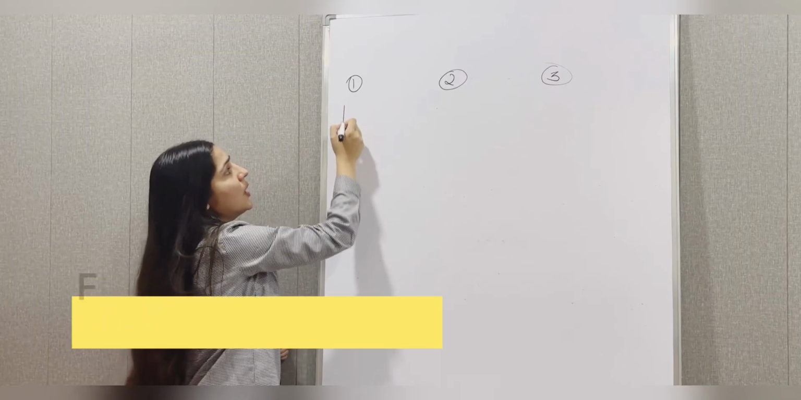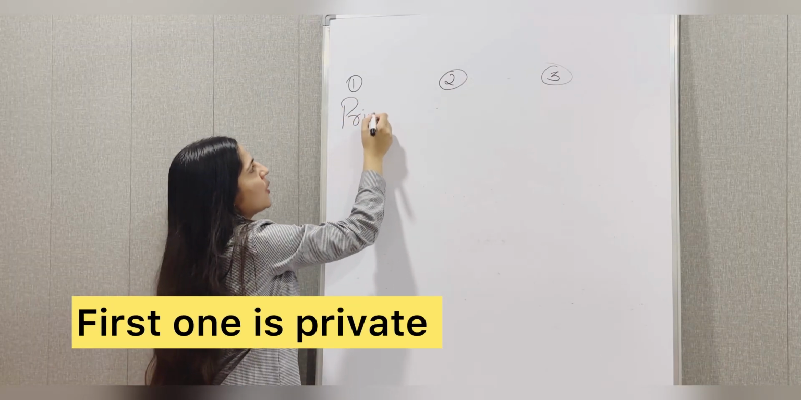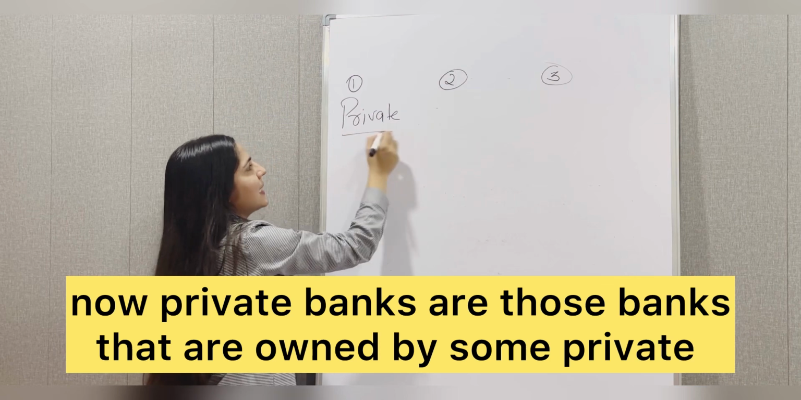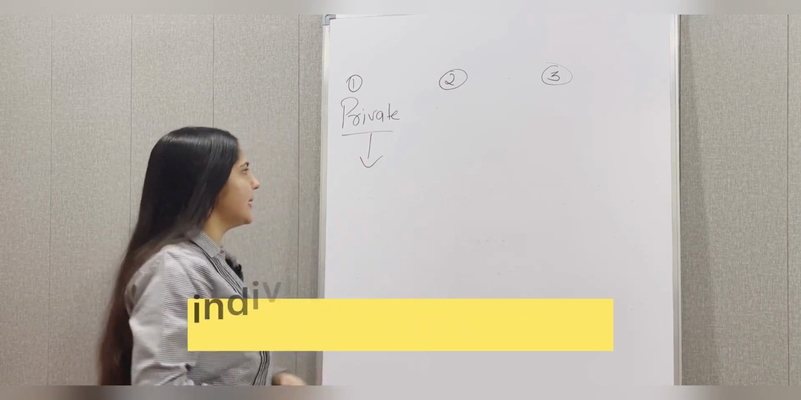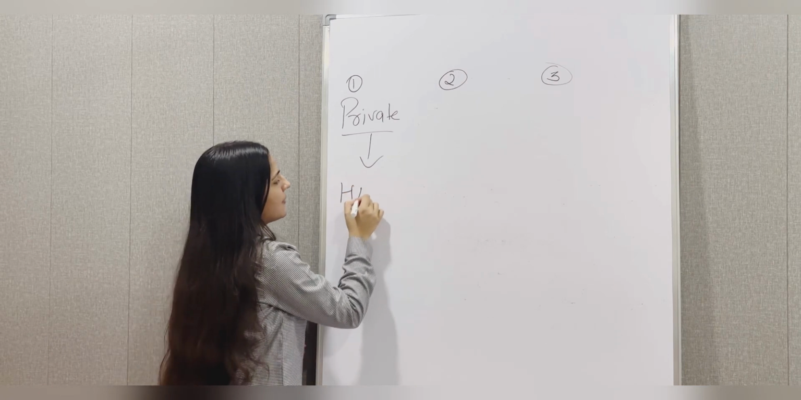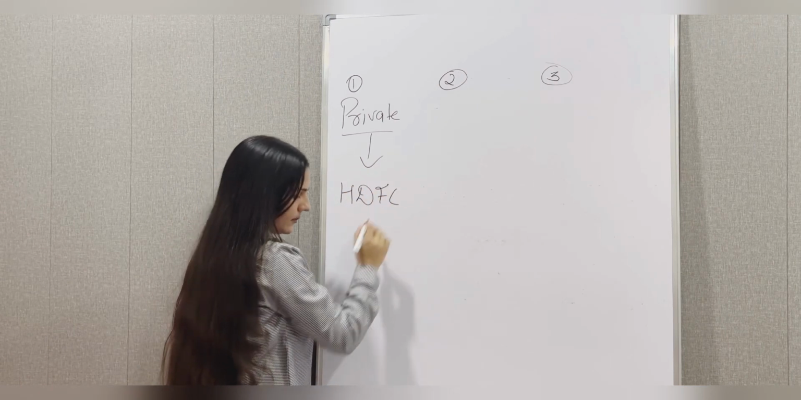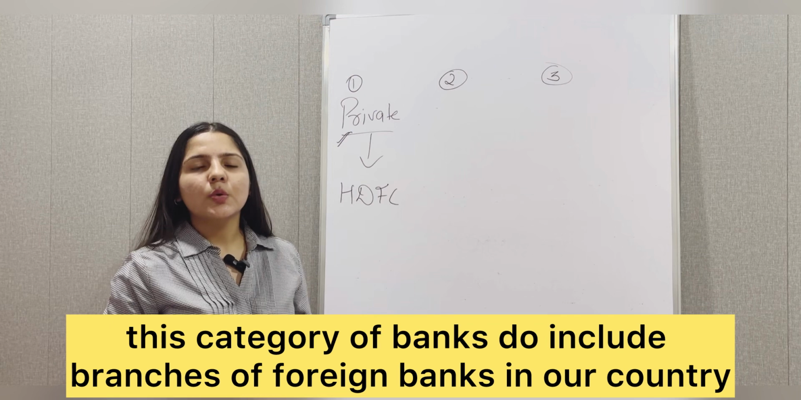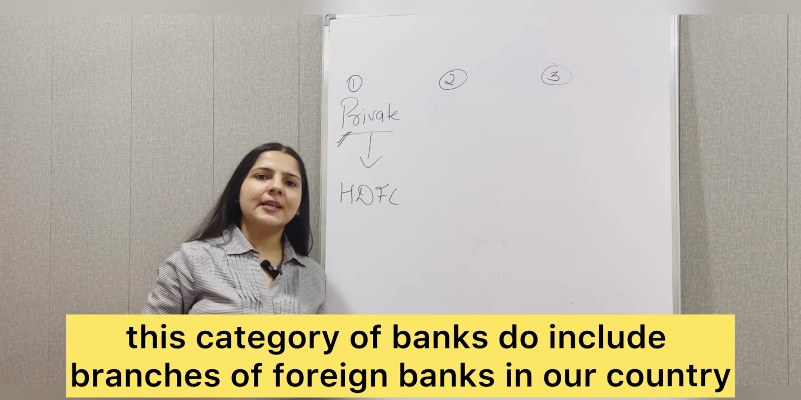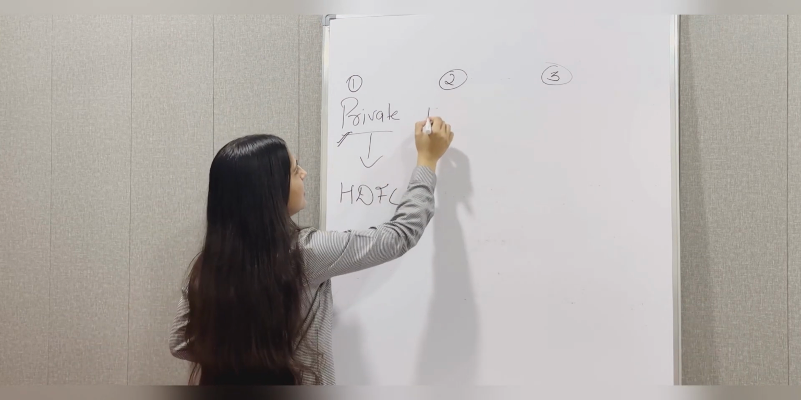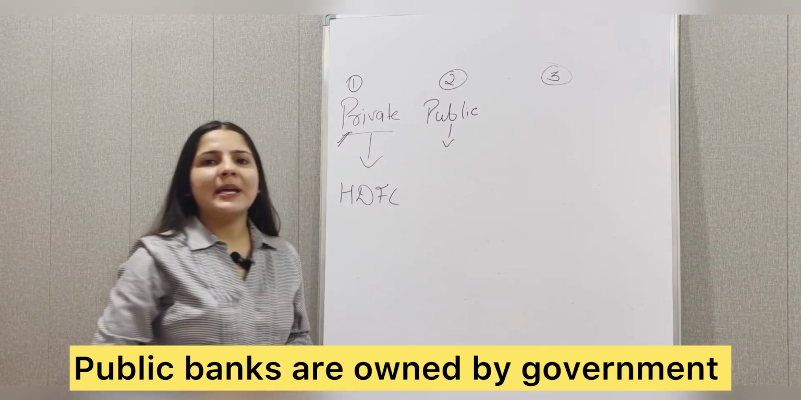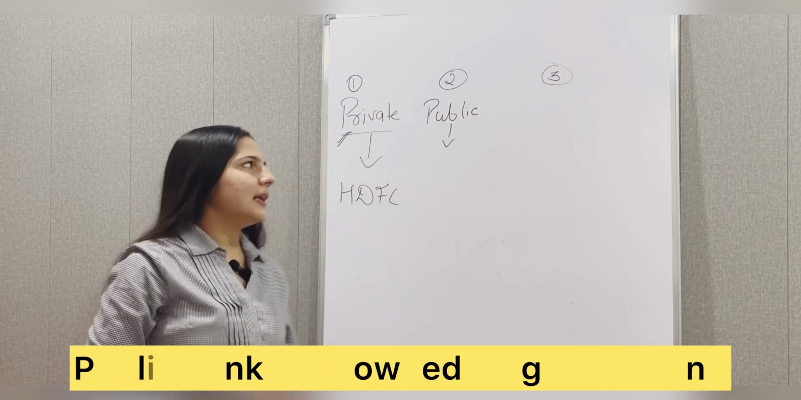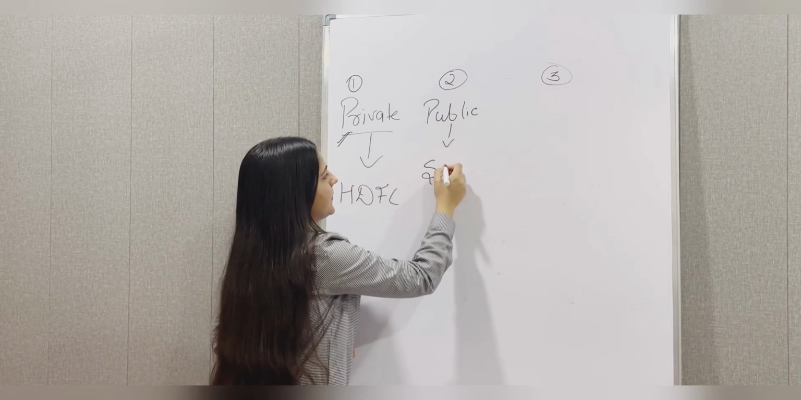What are they? First one is private. Private banks are those banks that are owned by some private individuals or entities such as HDFC. This category of banks does include branches of foreign banks in our country. The second one which we discuss is public banks. Public banks are those banks which are owned by the government, like SBI.